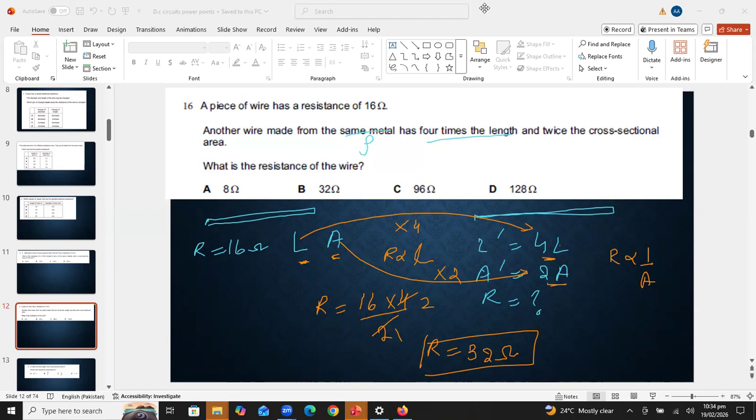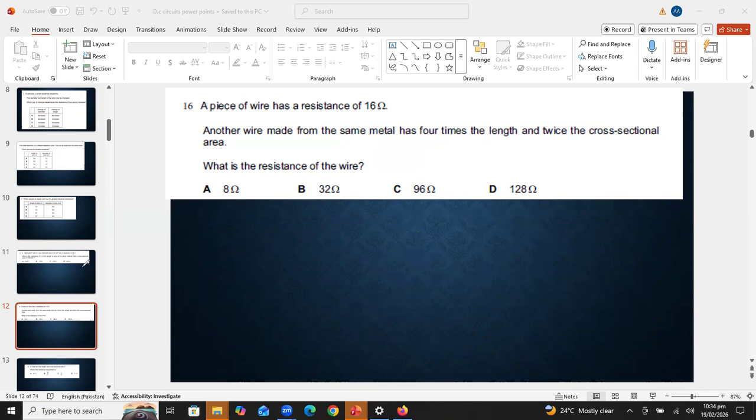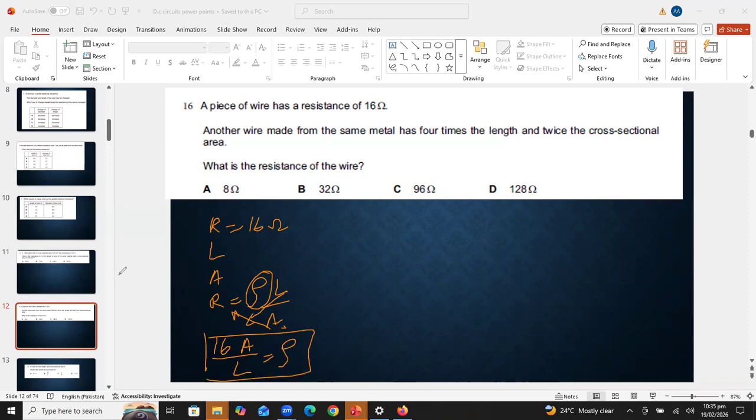Everyone, we can solve this question another way as well. For example, they are saying the resistance of a wire is 16 ohm, its length is L and area is A. So what I will do, I will find the resistivity first. I will use the formula R equals rho L upon A. So we have to find the resistivity, so we make it the subject. R is 16, area will move to the other side, it will become 16A, and length will move to this side, so the resistivity of the first wire is equal to 16A upon L.